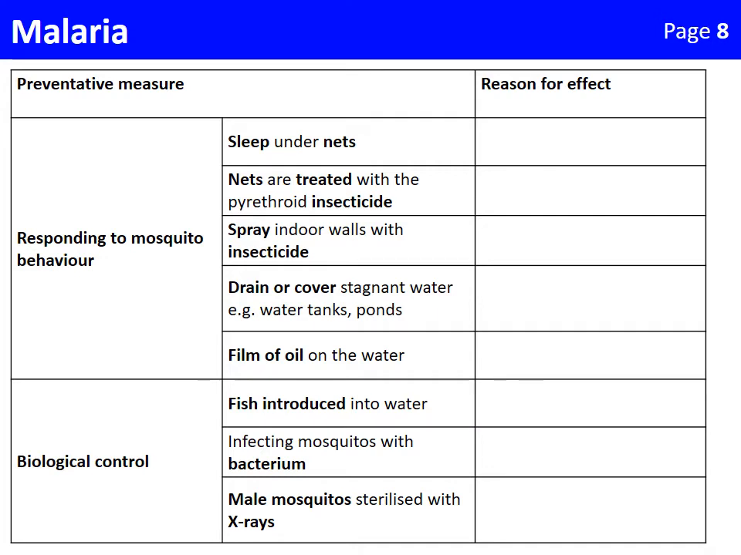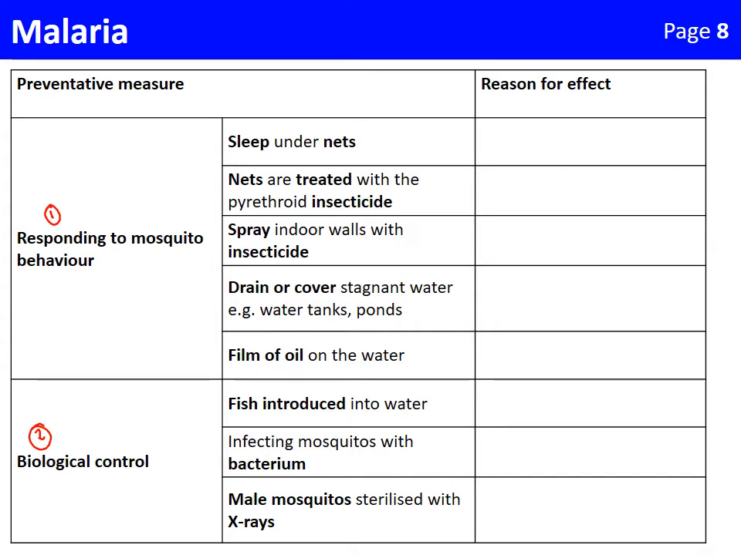So we know a little bit about the life cycle of Plasmodium, but we also need to know some of the preventative measures of the Plasmodium being transmitted from human to human and therefore causing malaria. So there are 2 main types of preventative measure. One is by responding to the behavior of the adult female mosquito and looking at ways to limit the life cycle of the mosquito. And a second method is called biological control. Now the first method we'll look at in a bit of detail.